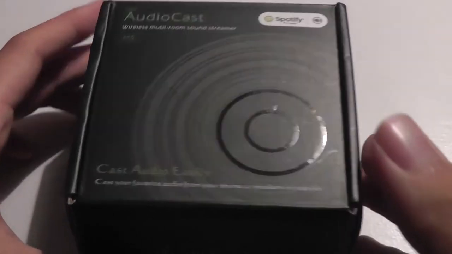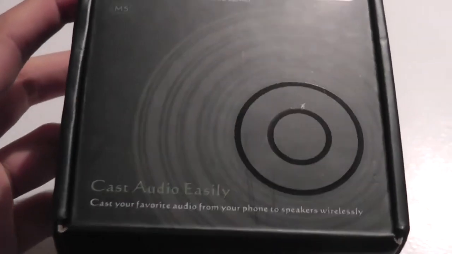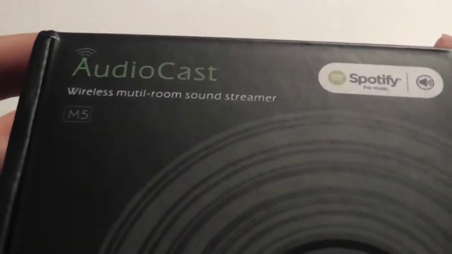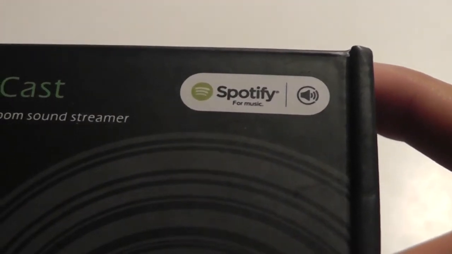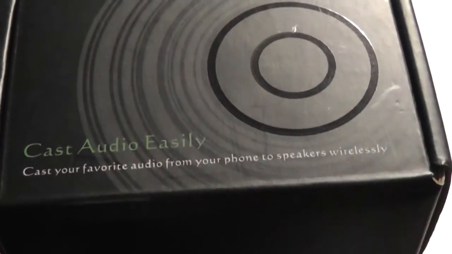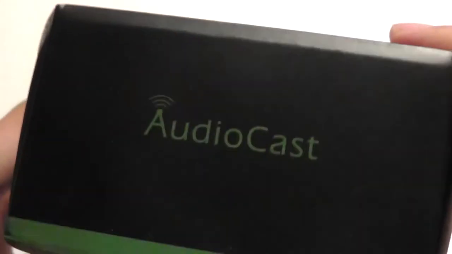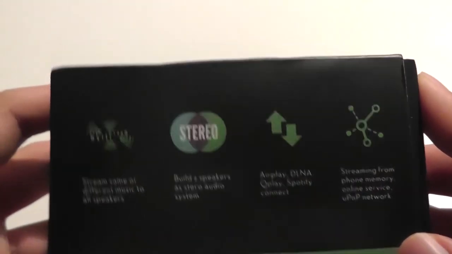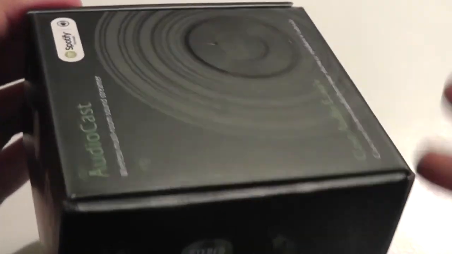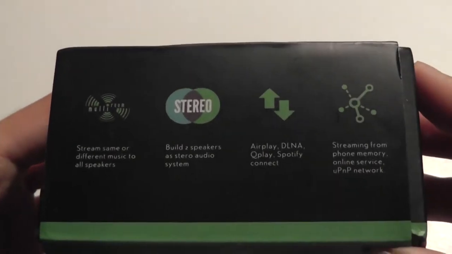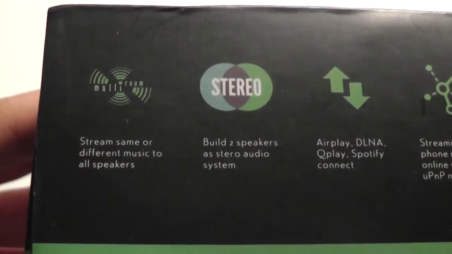Again, quite reminiscent of the Google Chromecast, I'd say, although the design of the unit itself is a little bit more innovative in my opinion. We'll show you that in a moment. You can see that it does support Spotify for music streaming, casting your music easily from your phone to your speakers wirelessly, so a good transformation tool. There are a lot of other competing devices on the market, but again, the Chromecast Audio and the AudioCast M5 are some of the smallest designs, so if you're looking for portability, this might be something to consider.